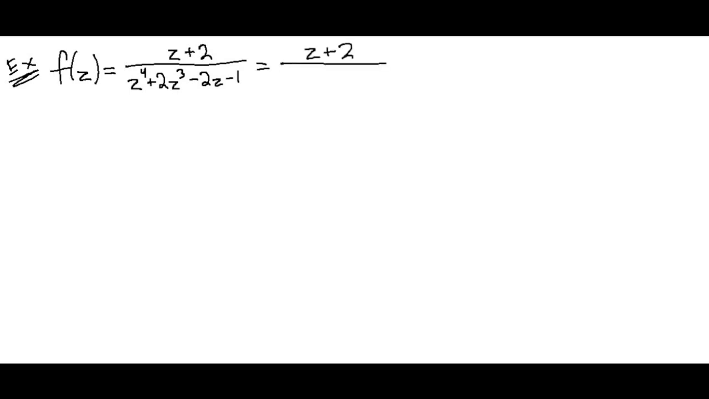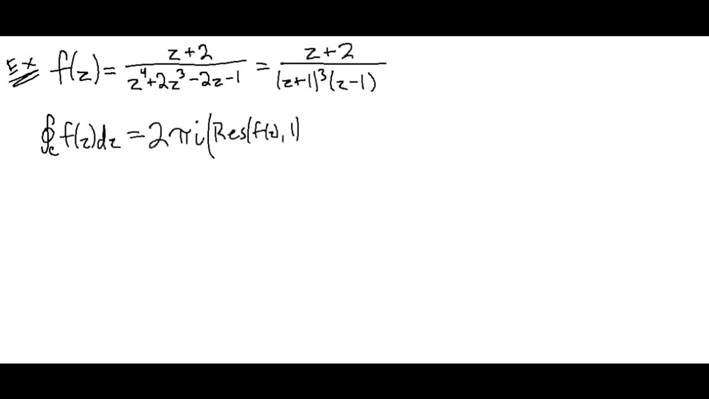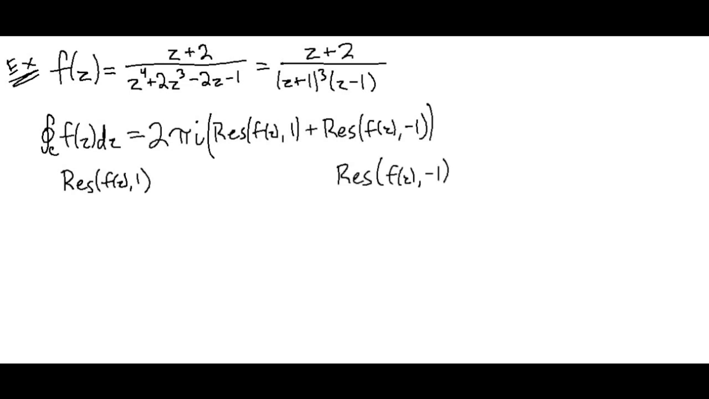Now then, let's do this one. We're going to let our function be z plus 2 over z to the 4th plus 2z cubed minus 2z minus 1. Our boundary is going to be one that involves all poles. This denominator factors into z plus 1 cubed times z minus 1. As you can see, this is going to be an example involving this higher order pole at z equals -1. So our integral is equal to 2 pi i times the sum of our residues at z equals 1 and z equals -1. I'm going to do these residues individually and then add them up.